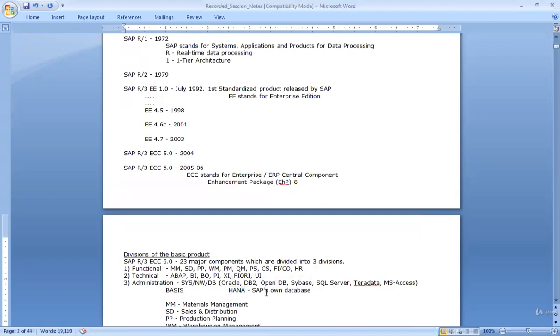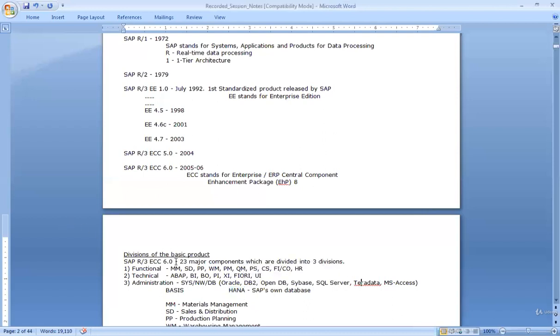Now, does it not have tables? Yes, it does have tables where it stores the data, but the number of tables when you compare with the traditional databases is very, very less when you take the HANA database. Anyway, that's about the database.